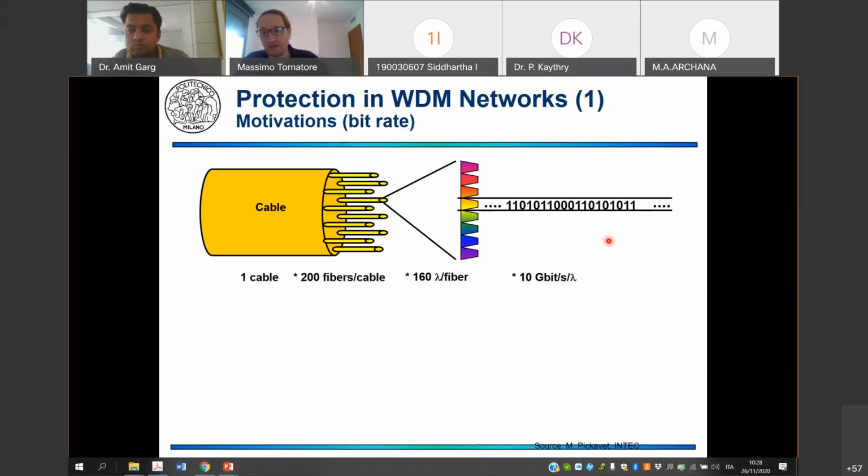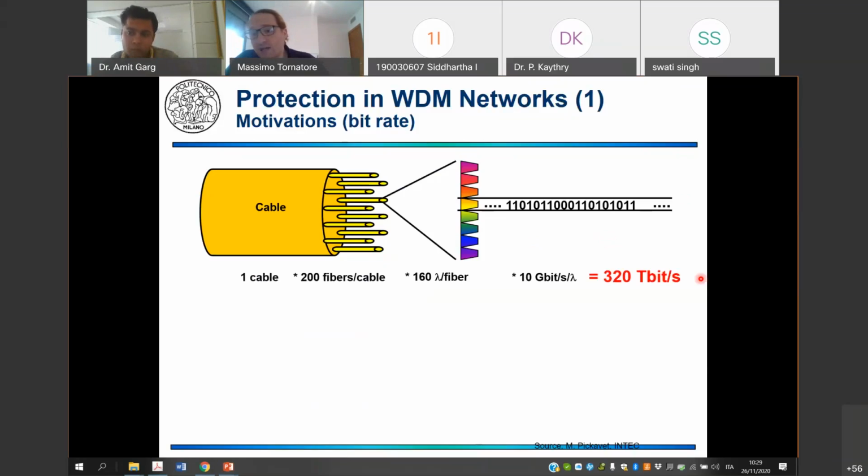If we consider a typical cable in a network, the cable can be equipped with up to 200 fibers. Each fiber can be nowadays, it is a bit on the higher side, but it's reasonable, up to 160 wavelengths per fiber. If we consider that each wavelength goes at 10 gigabit per second, which is not even what happens today, because today we can go easily to 100 gigabit per second, the overall amount of information is just huge, right? It's 320 terabit per second in a single cable.